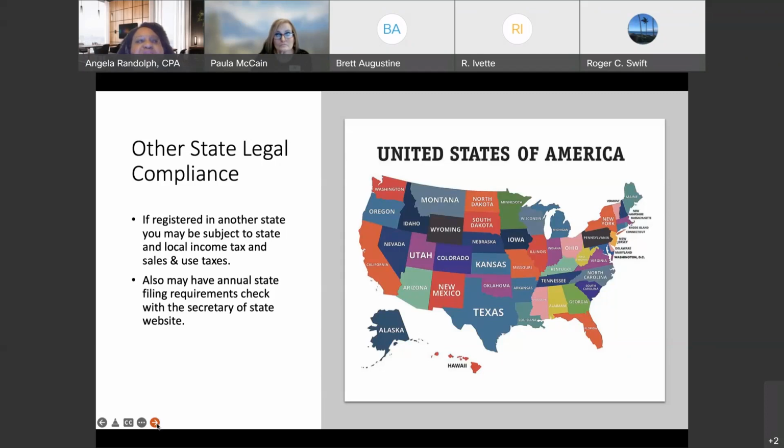Generally, there are some states that recognize S corps. Texas is not one of them, but I do believe North Carolina recognizes S corporations. But again, at the federal level, the IRS does not recognize LLCs from any state. So you have to tell the IRS how you want to be taxed, or else you'll be defaulted to either a disregarded entity or a partnership if you have multiple members.